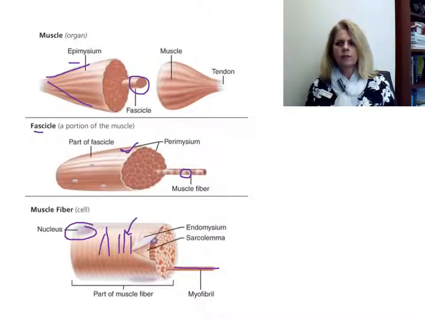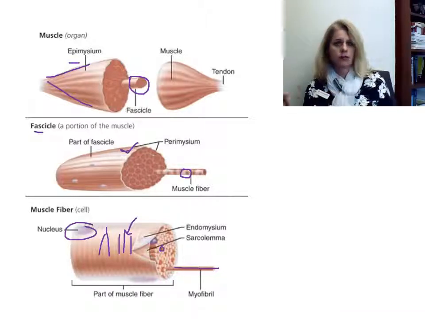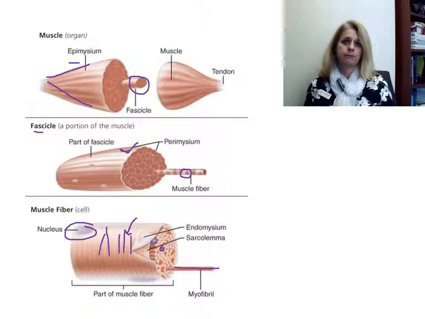They also have these little orange things, lots and lots of mitochondria. If you think back to your first unit, what the nucleus and what the mitochondria do, the mitochondria make energy, and muscles are big users of energy, big ATP users. So you want lots of mitochondria to make lots of ATP.